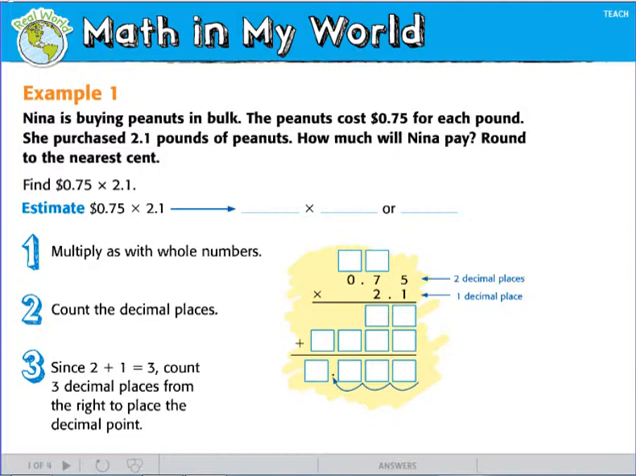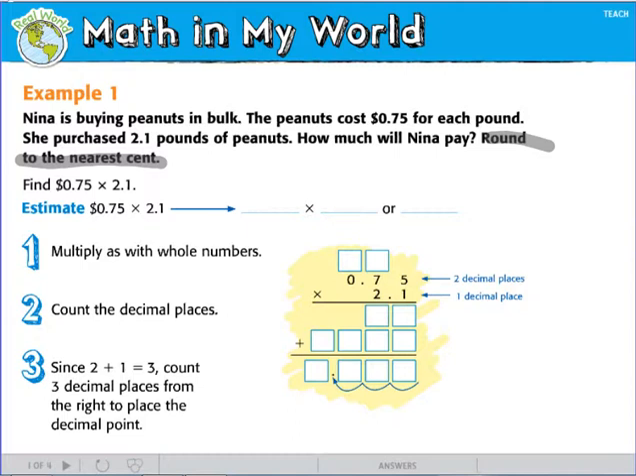Okay, it's very important. So Nina is buying peanuts in bulk. The peanuts cost 75 cents for each pound. She purchased 2 1/10 of a pound of peanuts. How much will Nina pay? Round to the nearest cent. So we're going to find our answer, and then we are going to round to the nearest cent. Okay? So here we go.